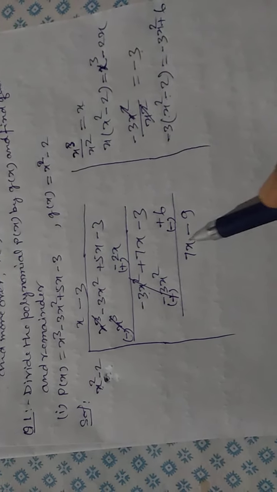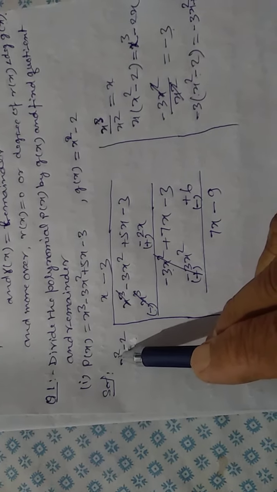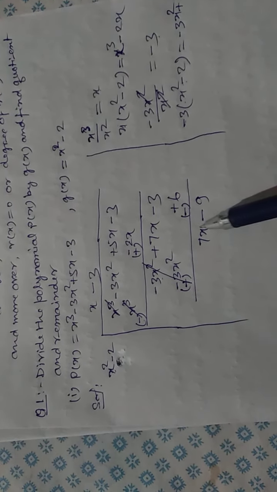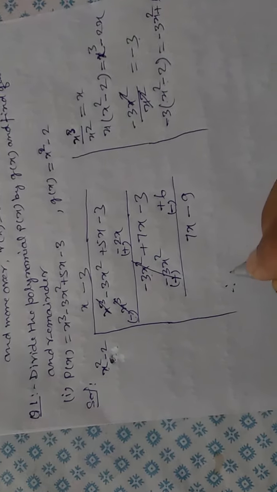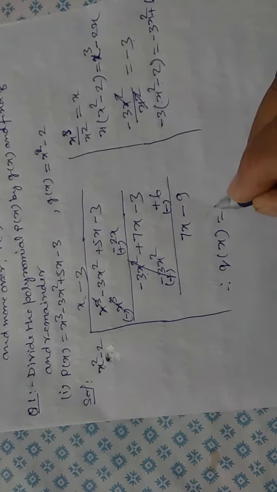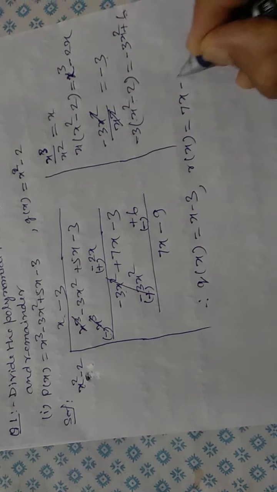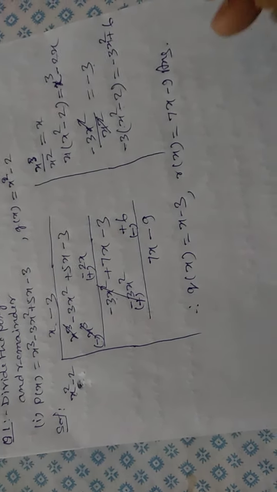Now see, further it is not divisible because the degree of this remainder is 1 and the degree of this divisor is 2. So the degree of the remainder is less than the degree of the divisor, then you will not further divide it. It is not divisible. You will stop the division. Therefore your answer, quotient q(x) is equal to x minus 3, and remainder r(x) is equal to 7x minus 9. This is the answer.